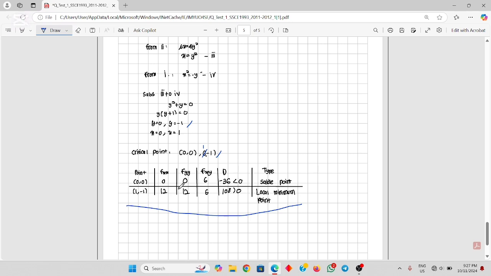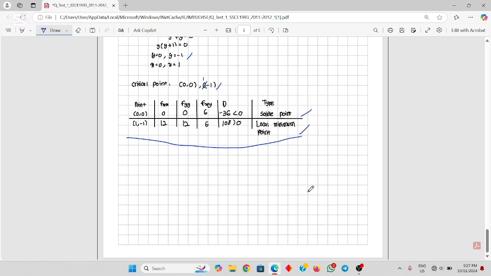And we need to find the second derivatives, so fxx, fyy, and fxy. So the values will be 0, 12, 0, 12, 6, 6. So the type that we got is that the point 0, 0 is a saddle point, and the point 1, negative 1 will be the local minimum point. So that's all.